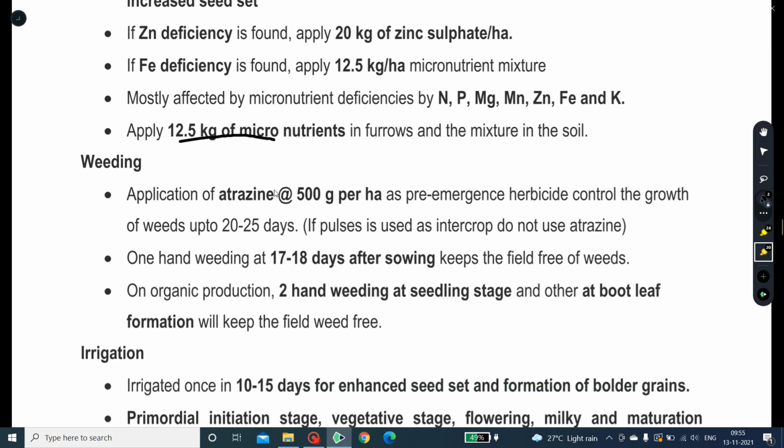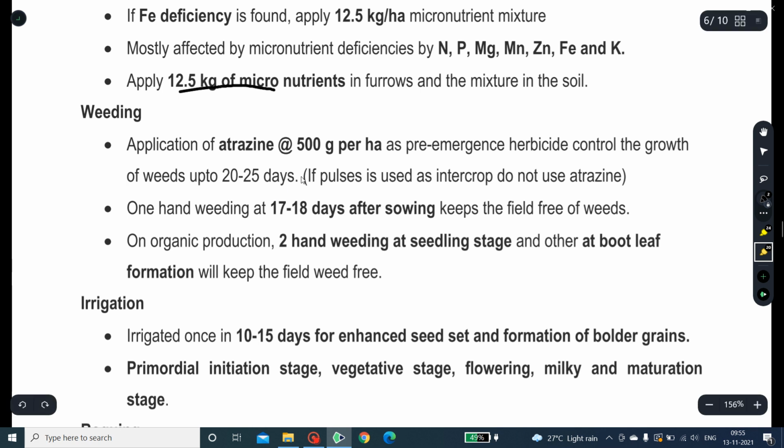Weeding. Application of atrazine at 500 gram per hectare as pre-emergence herbicide controls the weed growth up to 20 to 25 days. If a pulse crop is used as an intercrop, do not use atrazine. And one hand weeding at 17 to 80 days after sowing will keep the field free of weeds. Weeding after boot leaf stage is not economical, and shade will also minimize the weed flora. In organic production, two hand weedings, one at seedling stage and another at boot leaf formation, will keep the field weed free.